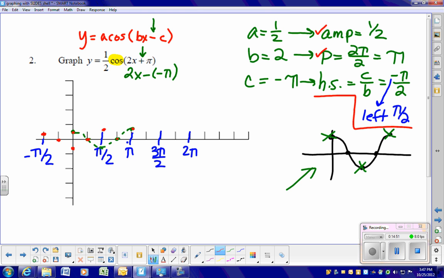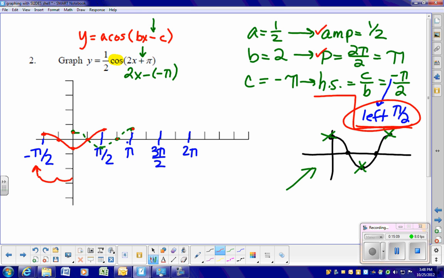Notice that each point moved 2 tick marks because 2 tick marks, 1, 2, puts me at negative pi over 2. And that is what it said over here was the horizontal shift. Going left, pi over 2. And now we're going to connect the dots.